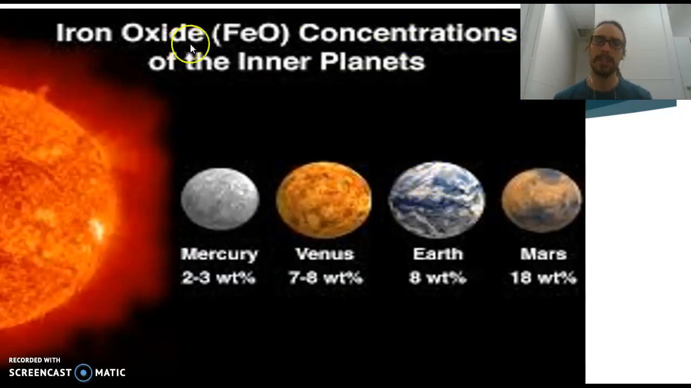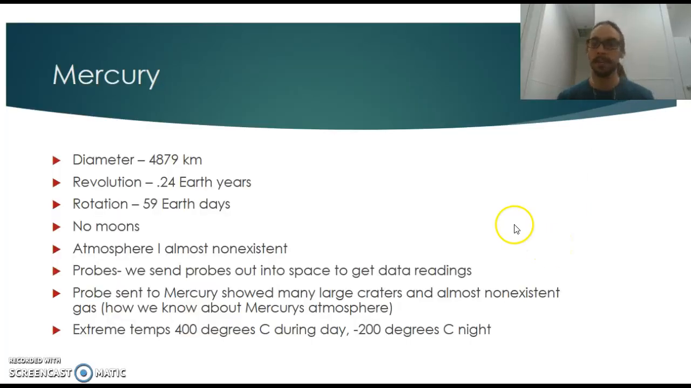So this is just iron concentrations in the inner planets. Don't worry about that too much. What I'm just showing you here is the structure, and this is not to scale. Earth is generally a lot bigger than Mercury. So it goes Mercury, Venus, Earth, Mars. My very educated mother.